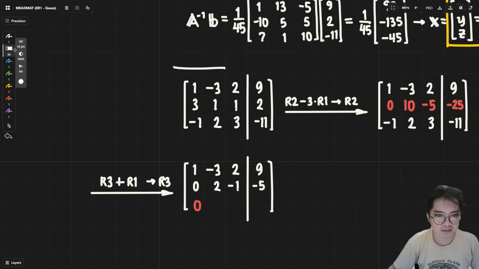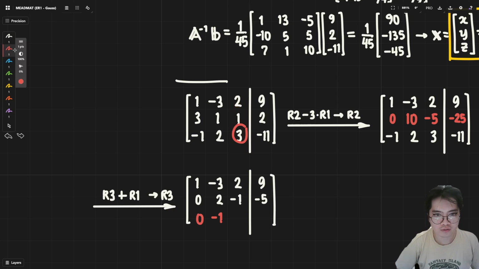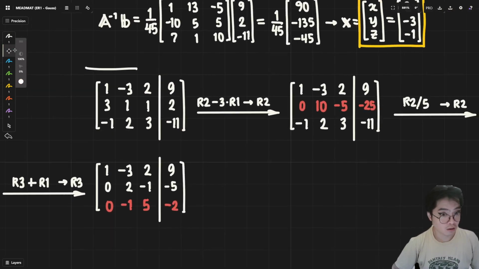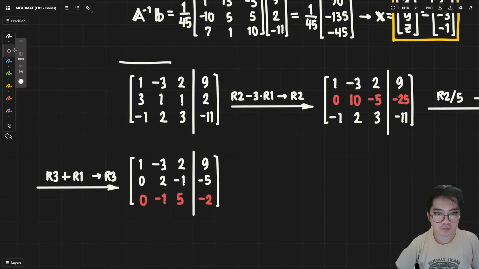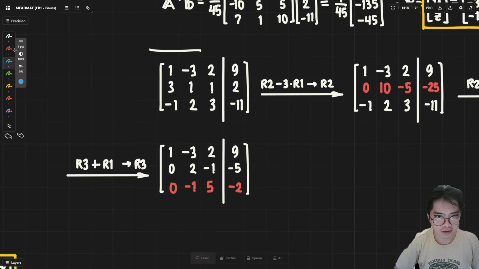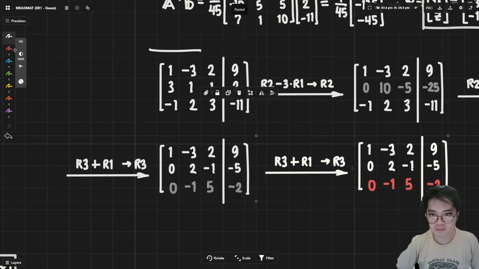Okay. Next. What is this? 2 minus 3 is -1. And then 3 plus 2 is 5. And -11 plus 9 is -2. Now what we will do is make this into 0. So we are creating that row echelon form. And again, we do this, copy, paste, and then we go here.